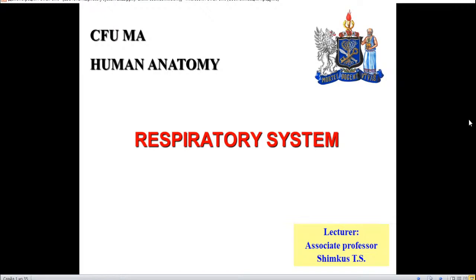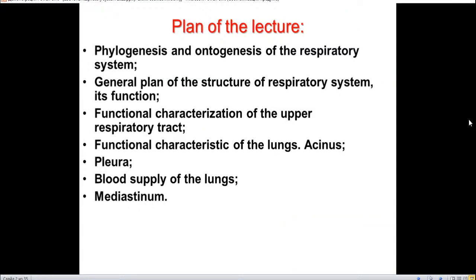Good morning. Today we will talk about the respiratory system. The topic of our lecture is the respiratory system. Plan of the lecture: first of all, we will talk about phylogenesis and ontogenesis of the respiratory system. Then the general plan of structure of the respiratory system, functional characterization of the upper respiratory tract, of lungs, of bronchi. Then we will say a few words about pleura and mediastinum.